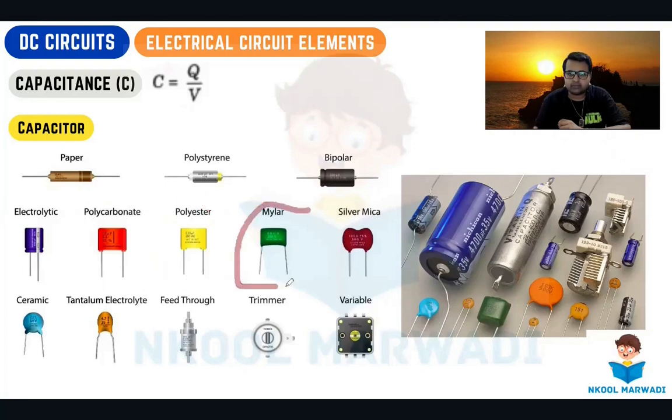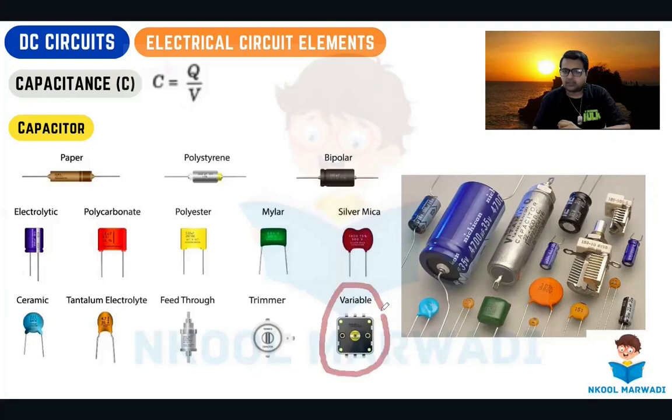Then we have the Mylar capacitor and the silver mica capacitor. You might have seen these in some circuits like this and this. Ceramic capacitors, you might definitely have seen. Tantalum electrolytic capacitors. Then we have feed-through capacitors, trimmer capacitors, and variable capacitors. As the name suggests, here we can change the value of capacitance.